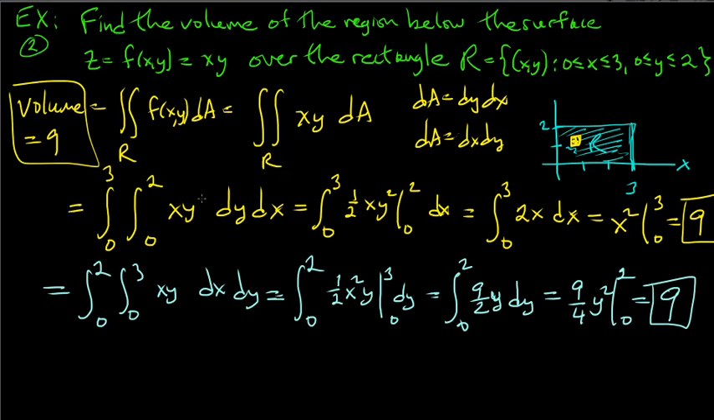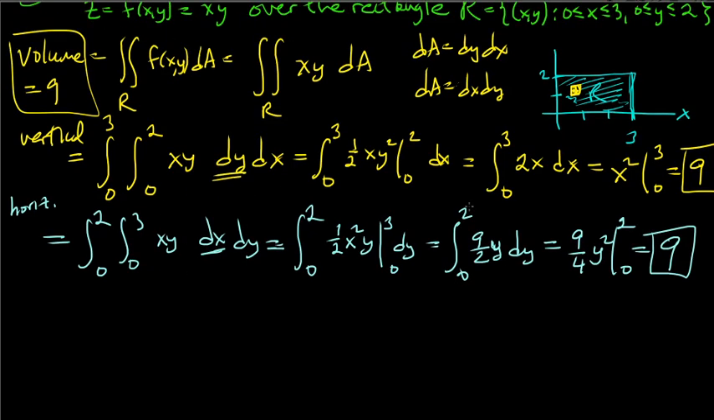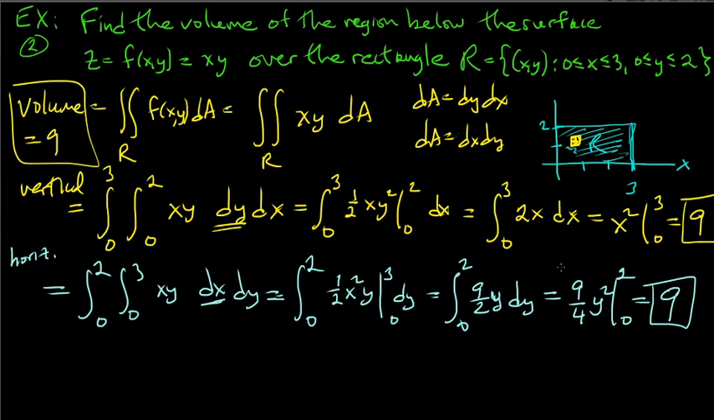So just to be clear, the first way we did it was for a vertically simple region, dy dx. And then the second way we did this is for a horizontally simple region, dx dy. So remember, whatever comes first tells you whether it's vertical or horizontal. Got it? Not a hard problem.